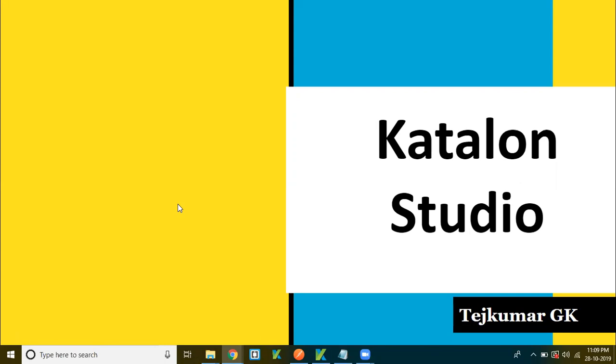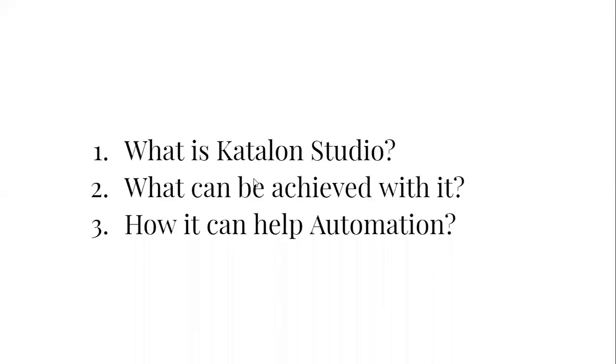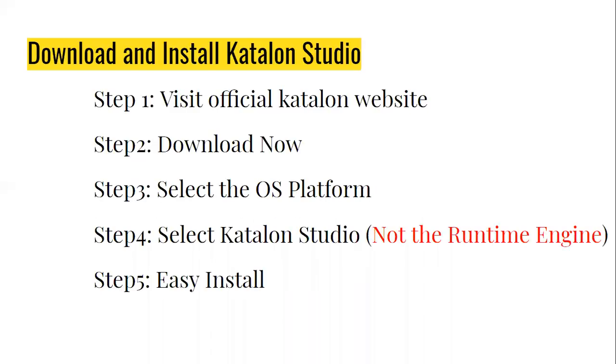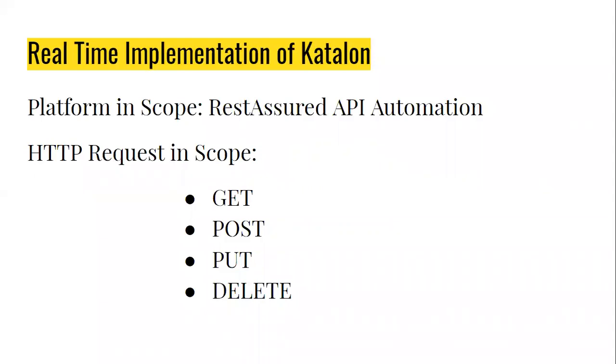So let's quickly skip certain prerequisites, which is understanding what Katalon Studio is, which has been covered in the previous session. The prerequisite video is also included in the description of this video. Points 1, 2, 3 are covered in the previous video, and you can get the link from the description area. So we'll be skipping slide 1 and slide 2, and directly talk about the real-time implementation of how to use Katalon Studio to perform web services automation.